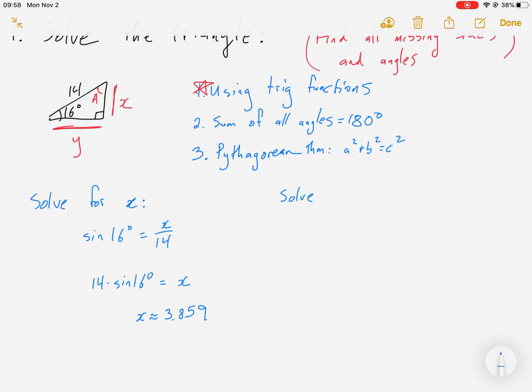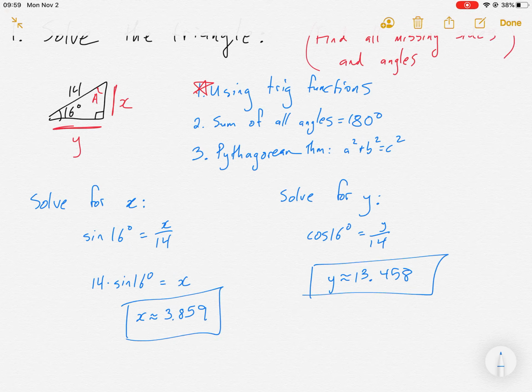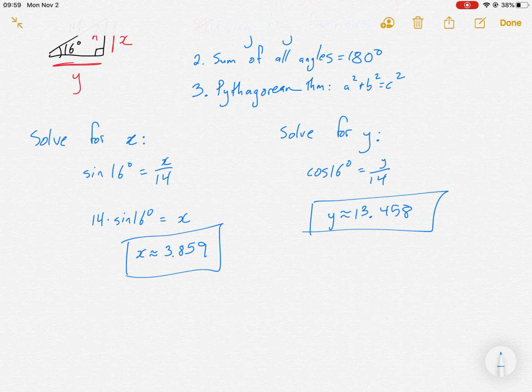Okay. Similarly, we can solve for y right away, except now we'll use cosine. And so 14 times cosine of 16 is about 13.458. Okay, so we have x and y, that's good. Now there are other ways to do it. We could have used the Pythagorean theorem to solve for y. We could have used some other angles. But I now have those answers.